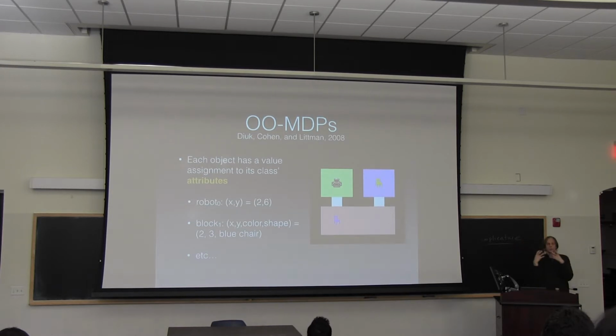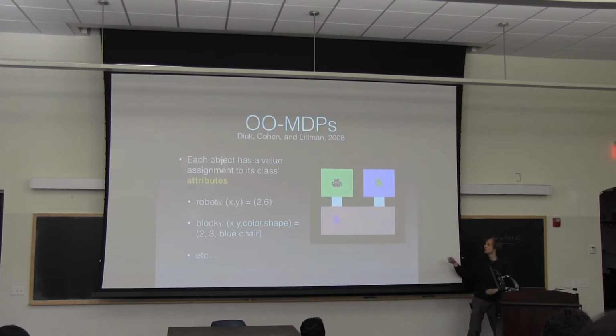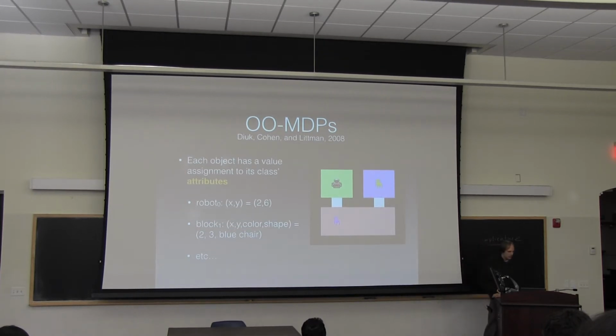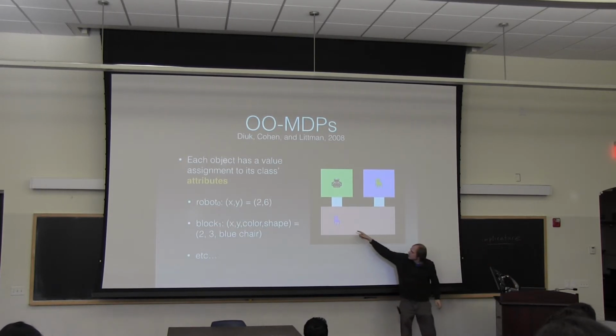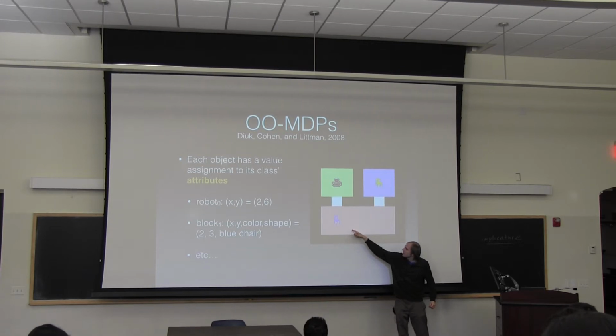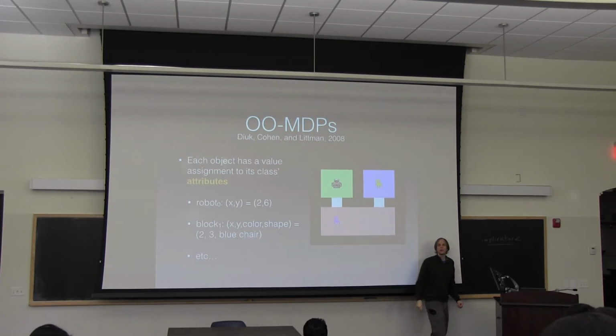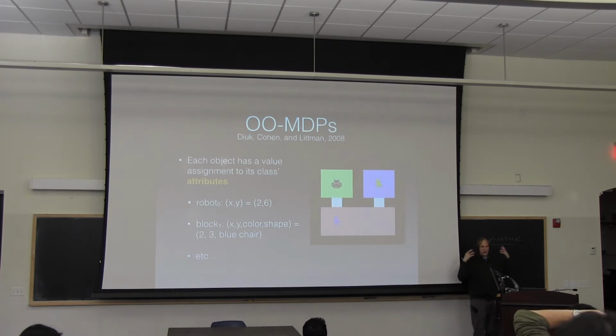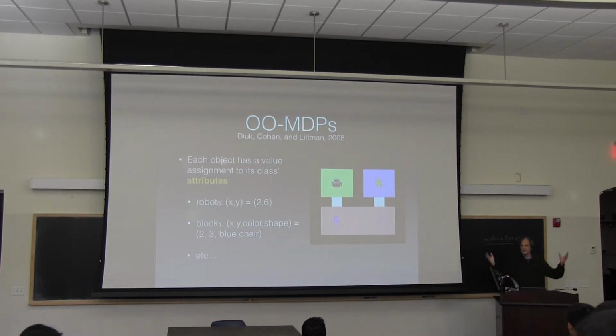And each of these objects in the world is defined by its own factored feature vector, or state representation. The robot, for example, is defined by an x and y position, which in this case has the value 2, 6 in this world. Blocks can be defined by an x and y location, a color, and a shape. So this one is in position 2, 3, and it's blue, and it's a chair. So they're all just described by properties, and any state can have any number of objects of any kind inside them.